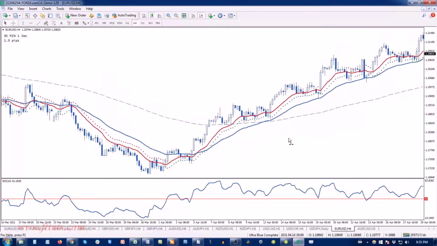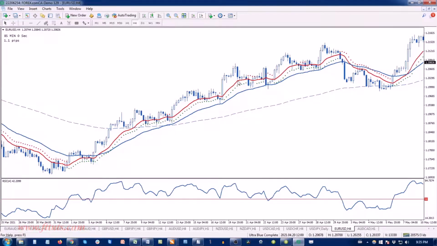Now we've got three different moving averages. The red one is the 13 EMA, the blue one is the 34 EMA. Together they form the short-term trend. Then we have the 34 EMA and the 136 EMA. The 136 is this dashed blue line, and together they form the long-term trend. So we've got a short-term and a long-term trend made up of these three different moving averages: 13 EMA, 34 EMA, and the 136 EMA.